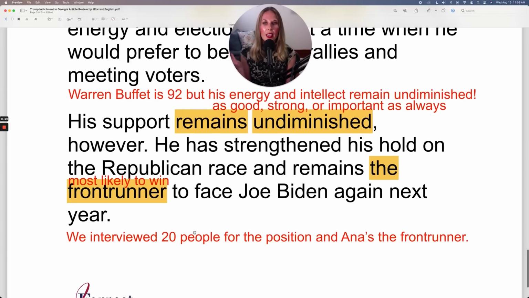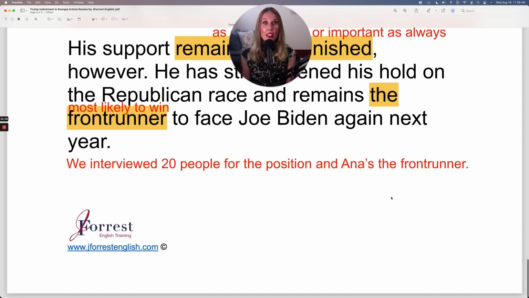So let's say there's a job interview process. We interviewed 20 people for the position and Anna's the front runner, which means right now Anna is the most likely to win, but that doesn't mean she will win. It's certainly possible that they choose another candidate, but the odds are in Anna's favor. So if you're betting, you can bet on Anna. And that's the end of the article.